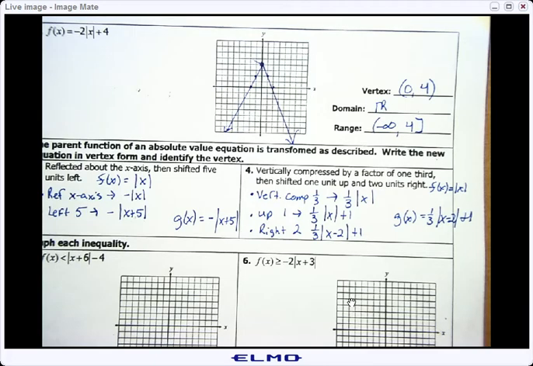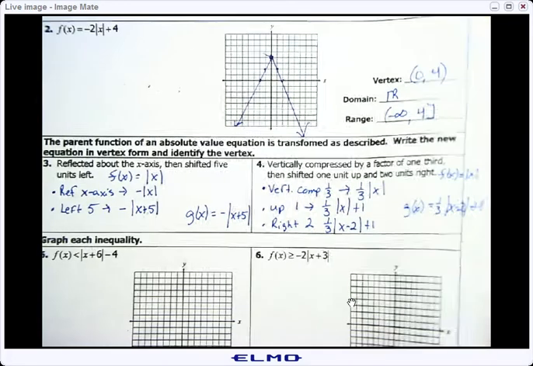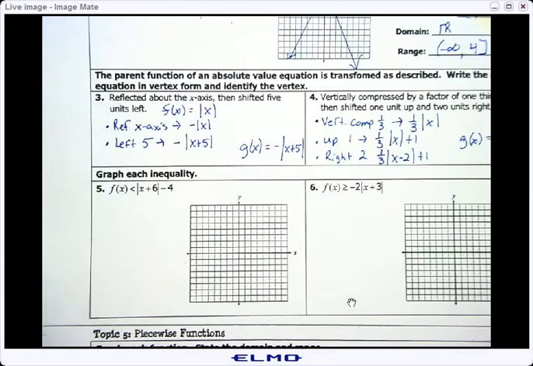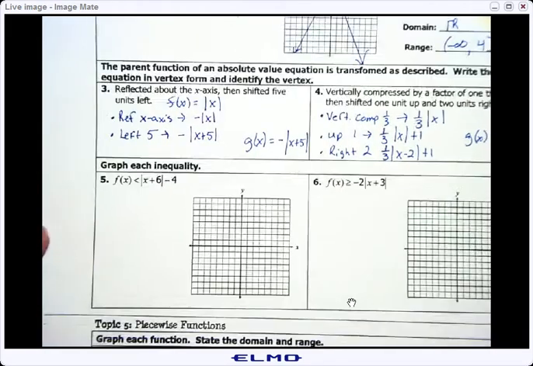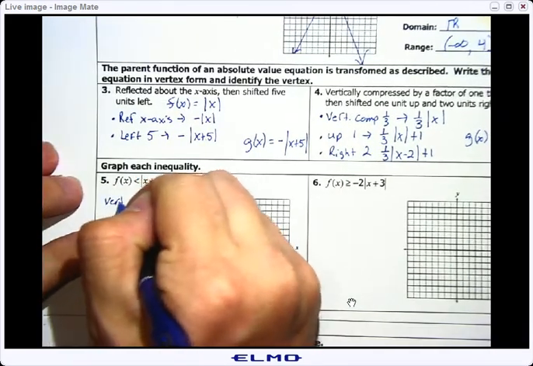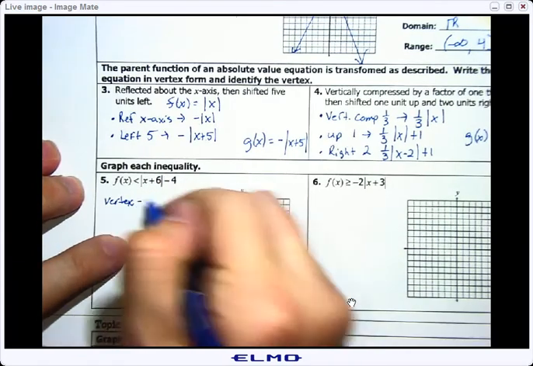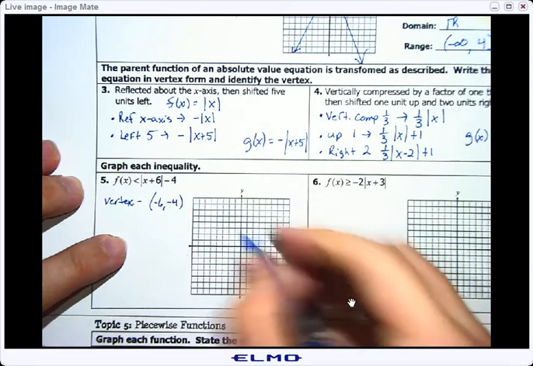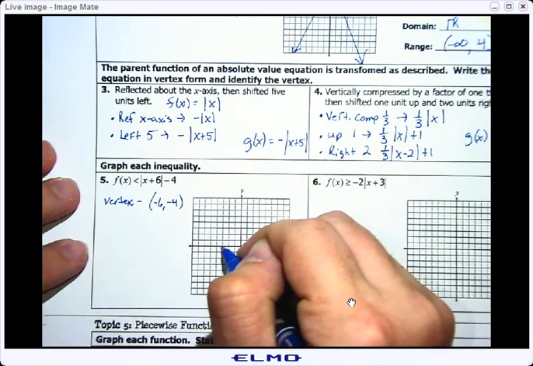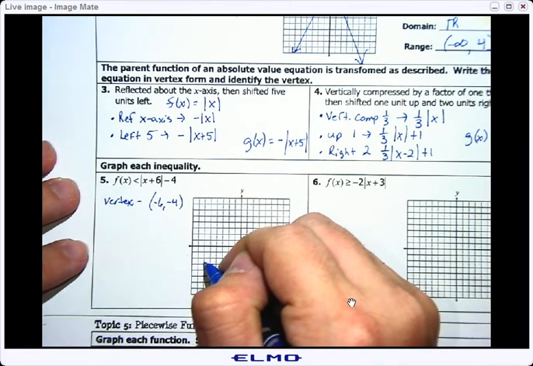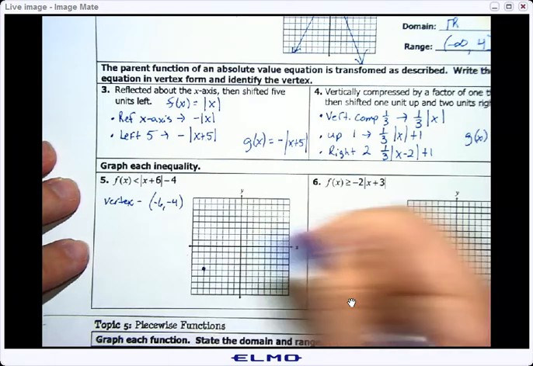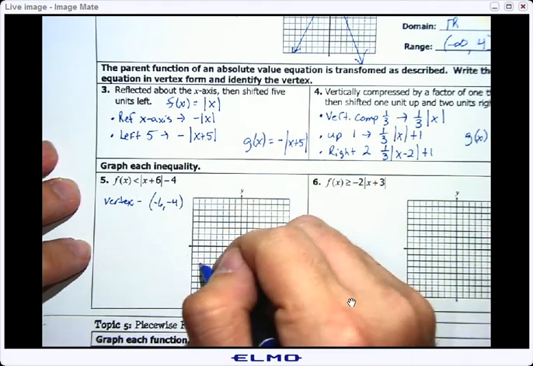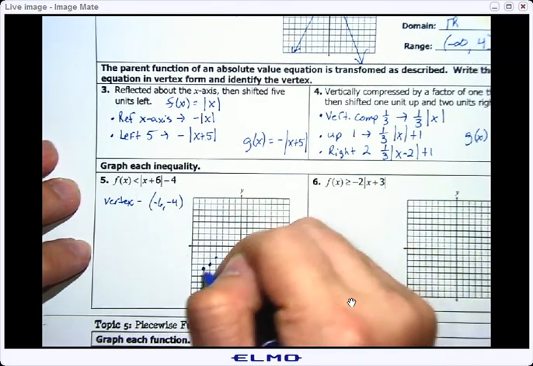All right, number 5, we are graphing the inequality. So I'm going to identify my vertex, which for this problem is -6, -4. So 1, 2, 3, 4, 5, 6, 1, 2, 3, 4. The slope would be 1, so up 1 over 1, up 1 over 1, take it the other direction.